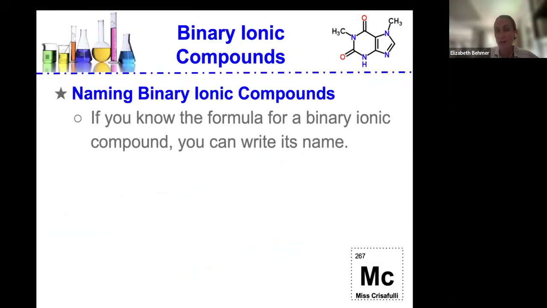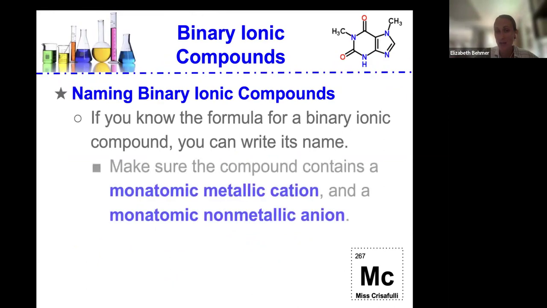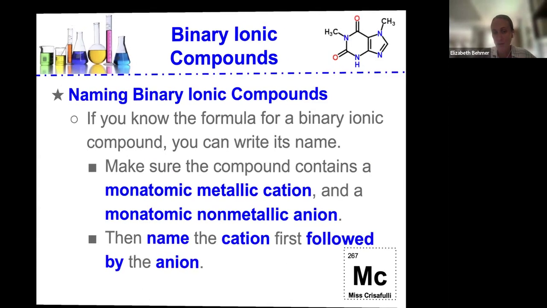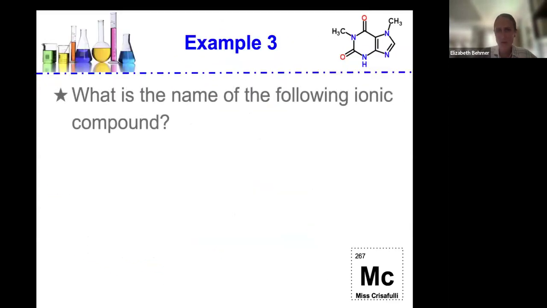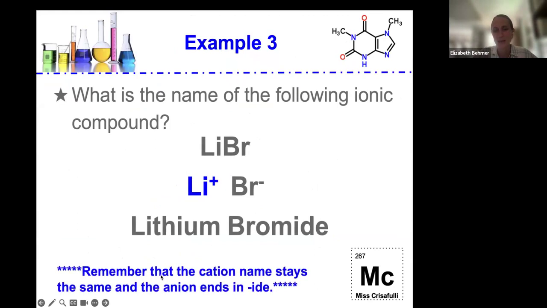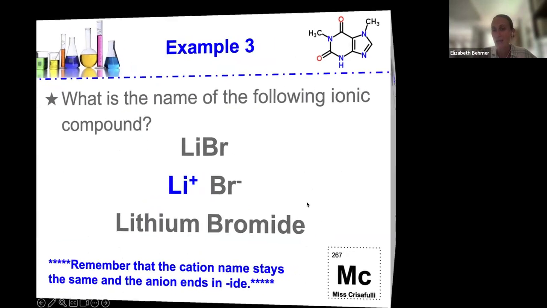If you know the formula for a binary ionic compound, you can then write its name. Make sure the compound contains a monatomic metallic cation and a monatomic non-metallic anion, and then name the cation first, followed by the anion. So what is the name of the following ionic compound? LiBr. We have Li positive, Br negative, that's lithium bromide. We always want to make sure we name the cation first, lithium bromide. Remember that the cation name stays the same and the anion name will end in -ide.